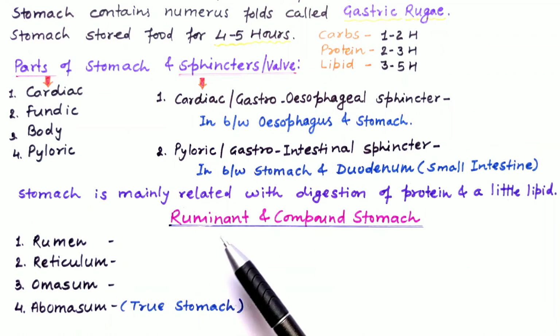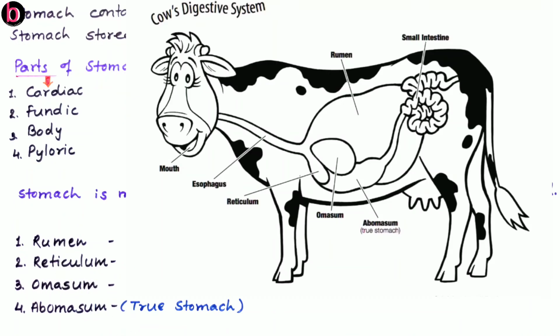There are four parts in the ruminant or compound stomach. These are rumen, reticulum, omasum and abomasum. Here the abomasum is considered the true stomach because the gastric juice secretion as well as digestion-related activities are completed in this abomasum region. In the diagram you can see the rumen is the largest part, related with temporary storage of food. From the rumen, food is taken back into the mouth. This process is known as regurgitation, and after proper grinding of the food in the mouth, it is taken back. Now this time the food reaches the reticulum, then the omasum, and finally the abomasum.